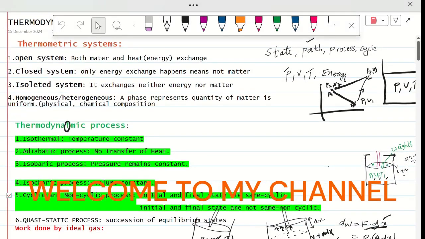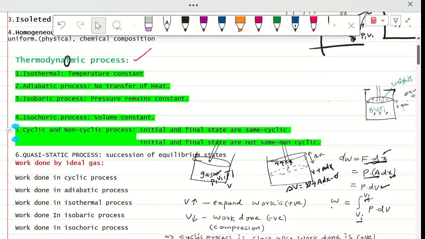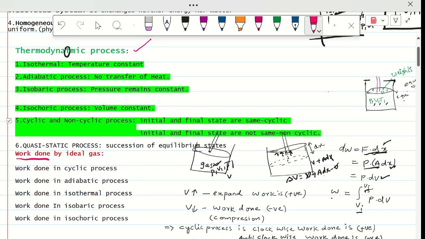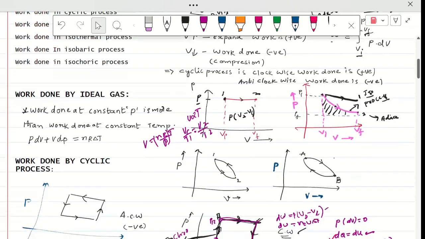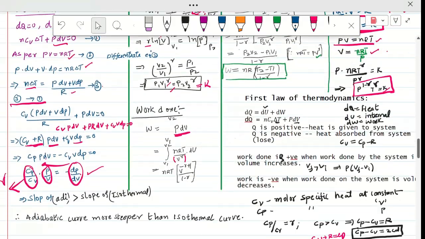Welcome back, guys. So our topic is thermodynamics. In thermodynamics, you have to study the main points: thermodynamic systems, the next point is thermodynamic process, then work done, and the most important thing, we have to start from the first law of thermodynamics.